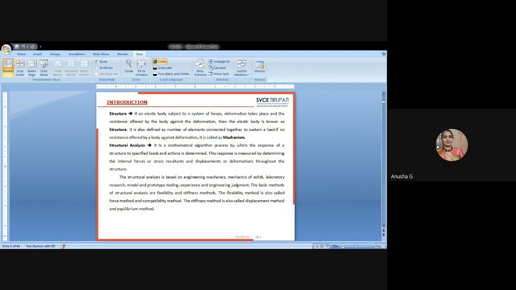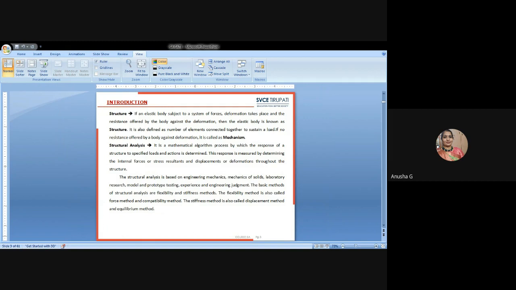Structure is nothing but an elastic body that will be subjected to a system of forces. Some system of forces will be applied on this elastic body, and then deformation will take place, and the resistance offered by the body against the deformation, up to the elastic limit, is known as a structure. Up to a certain limit, the total structure has to be able to withstand all the forces. That ability is nothing but a structure. It is also defined as a number of elements that are connected together to sustain a load.